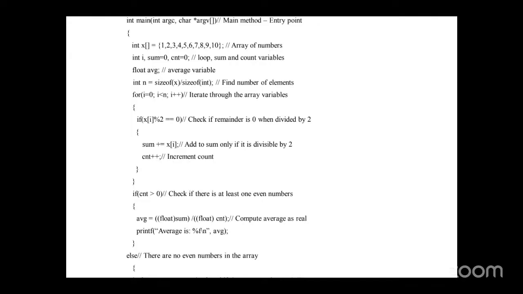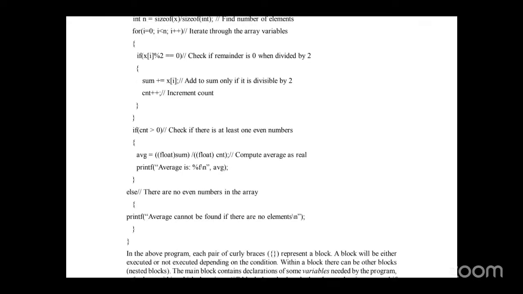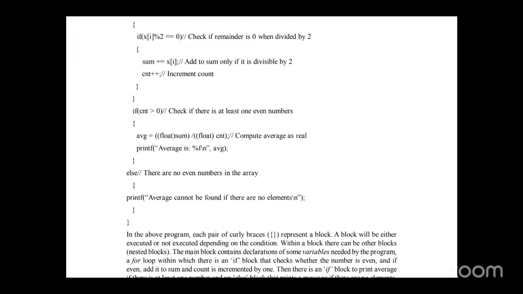For i equal to 0, i less than n, i plus plus, iterate through the array. If x of i modulo 2 equals 0, then sum plus equals x of i, and count plus plus, which increments the count. Then, if count is greater than 0, average equals float of sum divided by float of count. This is called computing the average.